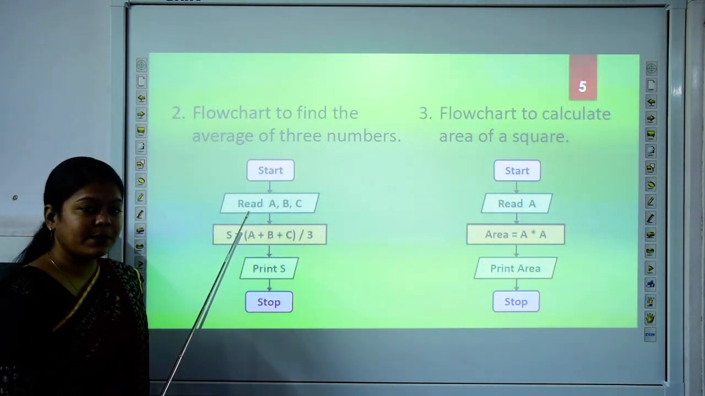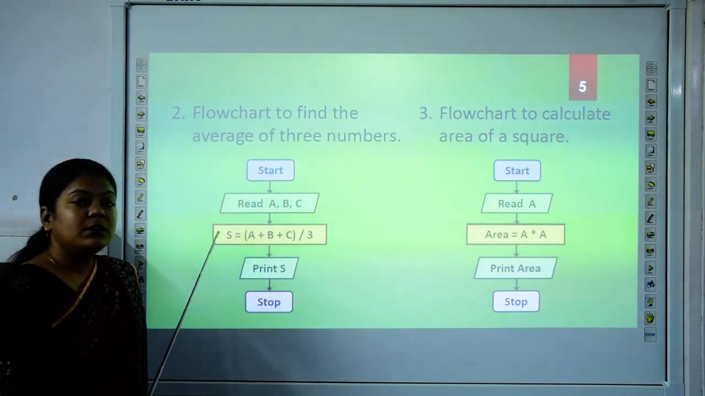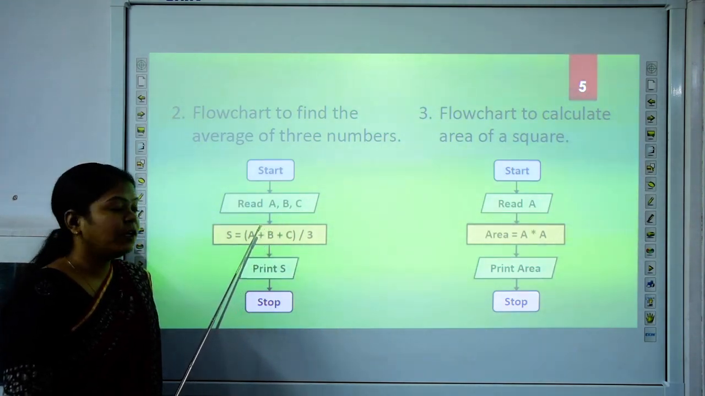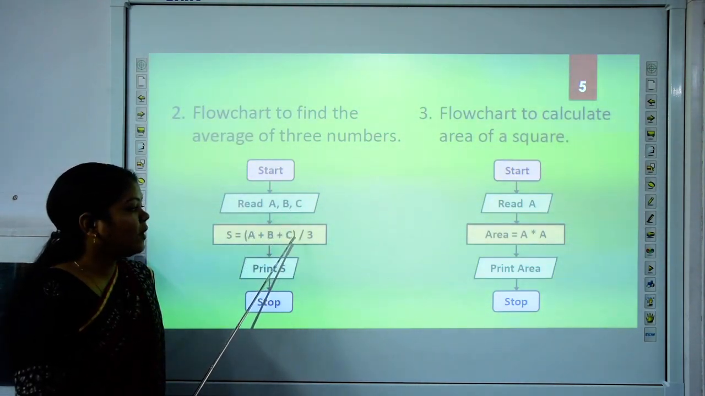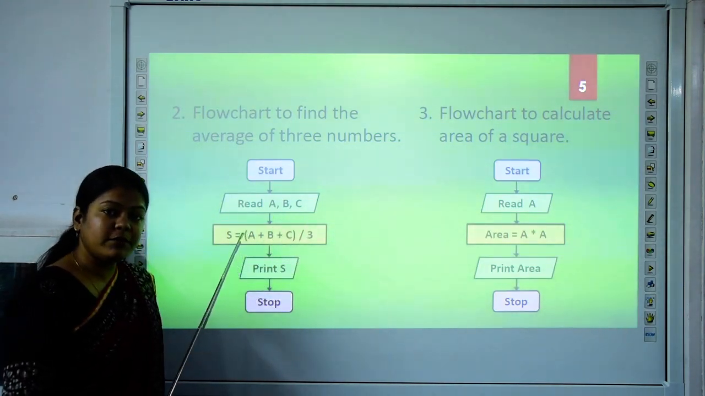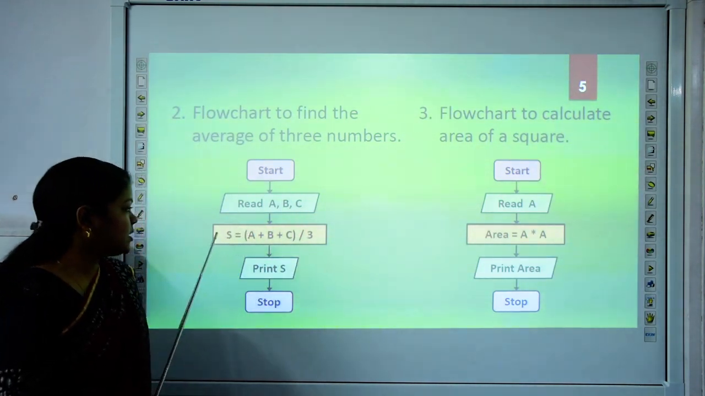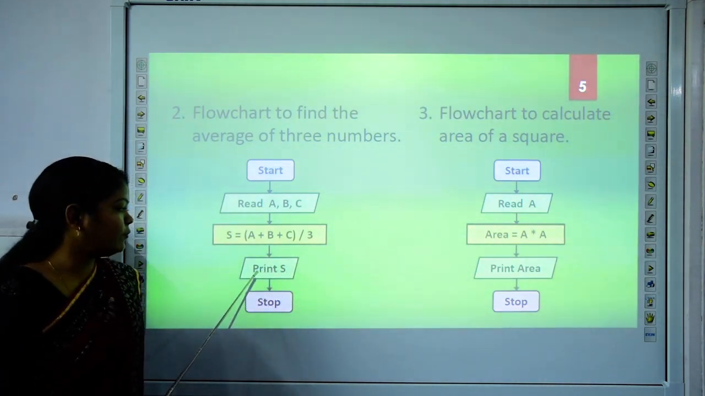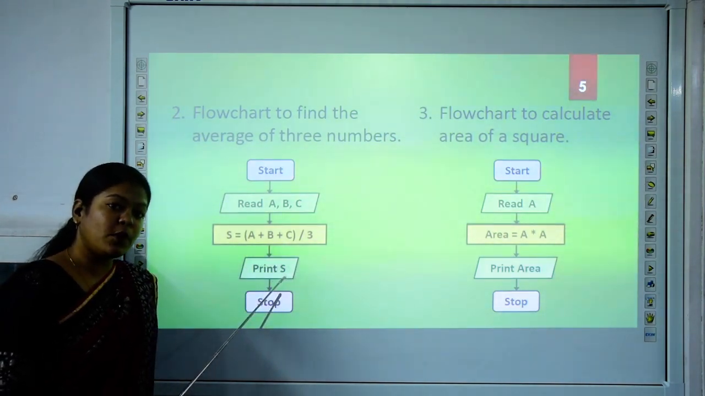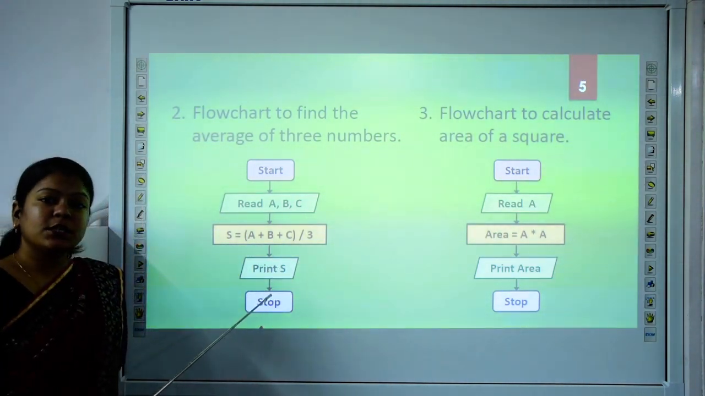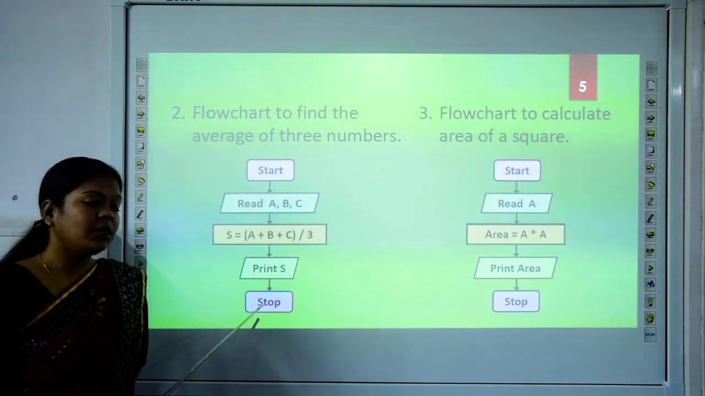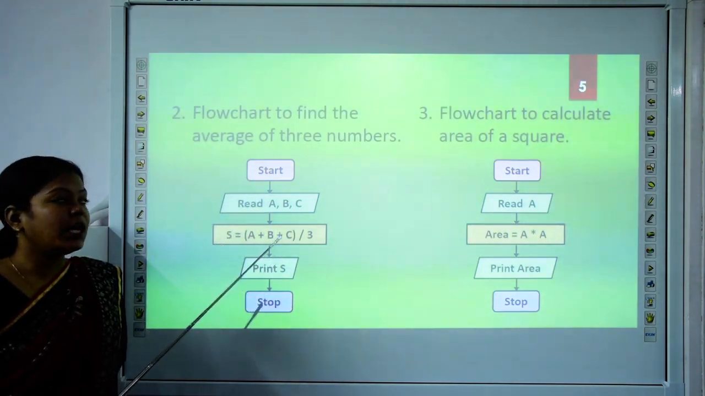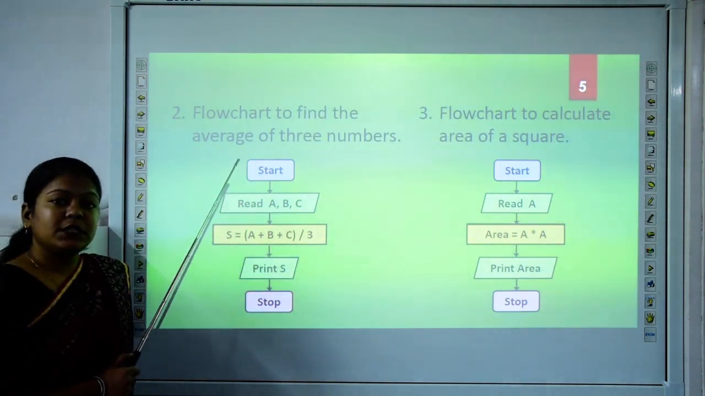This is your input box symbol. Next, to find out the average, we have to write S equal to A plus B plus C, which is the sum of A plus B plus C, divided by 3. So, this is the formula of average which we have to write in the process box. This is your process box, and then we have to print the output of the average. Okay. So, we have to write print S in the output box. This is your output box, and in the last, to end the flowchart, we have to draw the stop box. So, this is the symbol of stop box. So, students, this is the way to draw a flowchart to find the average of the three numbers.